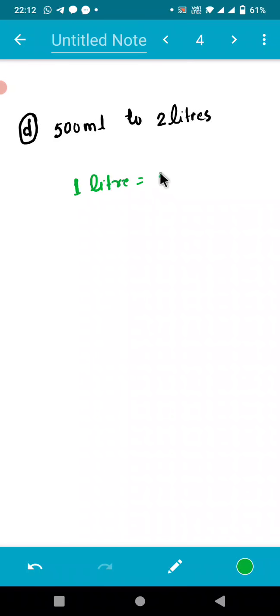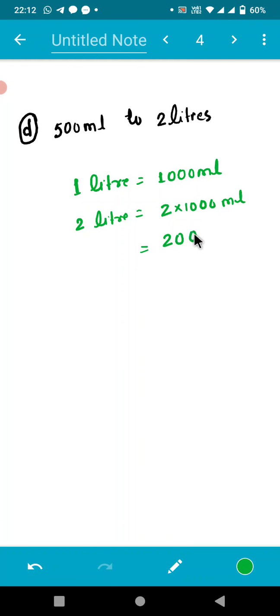is equal to 1000 ml. So 2 liters will be equal to what? 2 into 1000 ml. So that will give you 2000 ml.